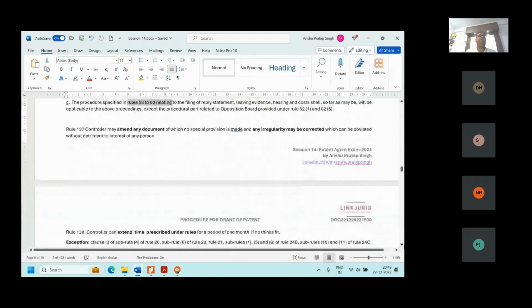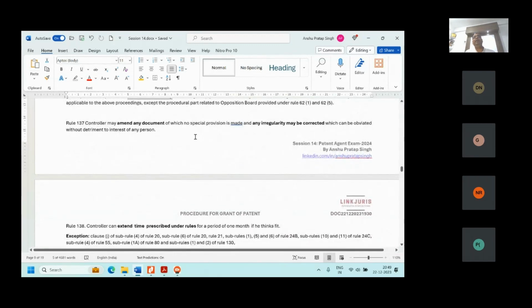Now, rule 137. The Controller may amend any document for which no special provision is made, and any irregularity may be corrected which can be obviated without detriment to the interest of any person. Please remember these rules. These are very important with respect to MCQs.